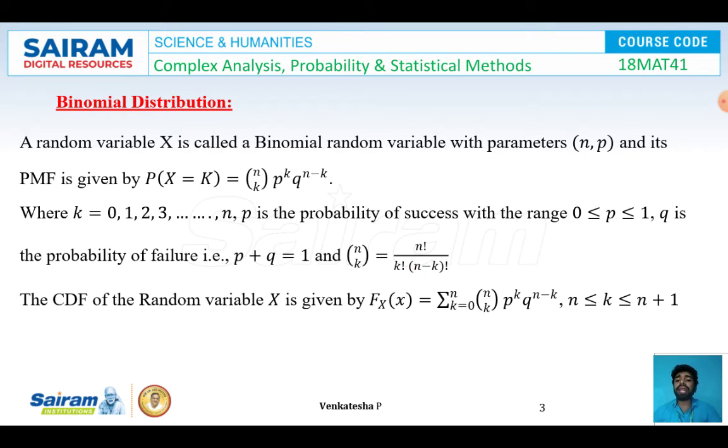Now, the cumulative distribution function of the random variable x in the case of the binomial distribution is given by the formula F_X(x) = summation k from 0 to n of nCk p^k q^(n-k), for n ≤ k ≤ n + 1.